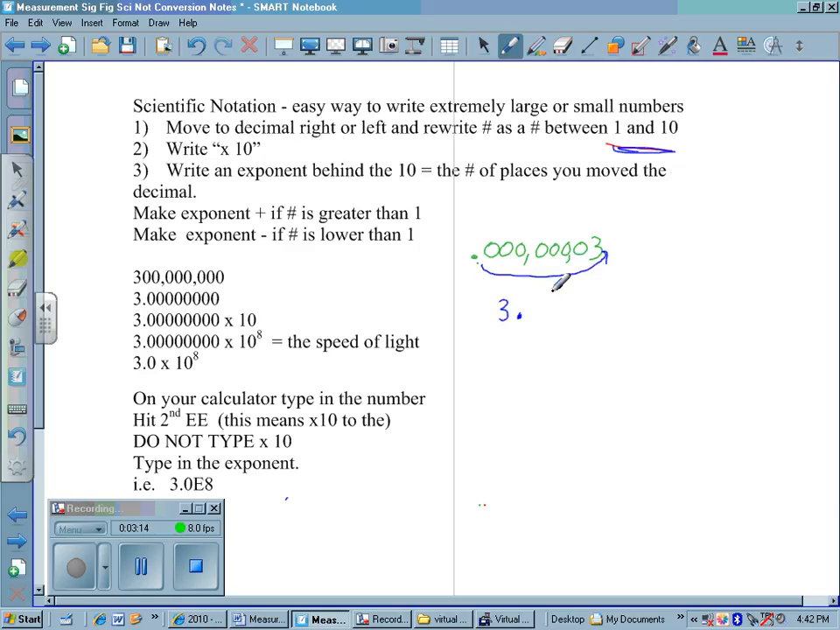Now I do the second step. I'm going to put times 10 to the. The third step is to write an exponent of the number of places you moved it. Well, I moved it, here's 3, then another 3, then another 2, which was 8. So if you notice, it's almost the same number here.